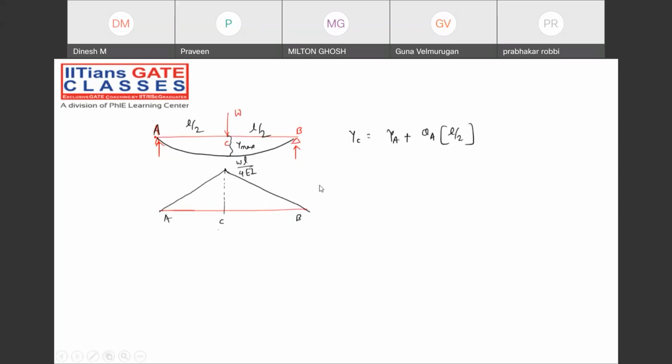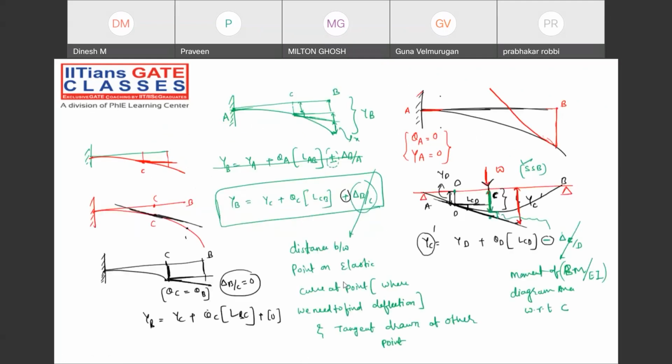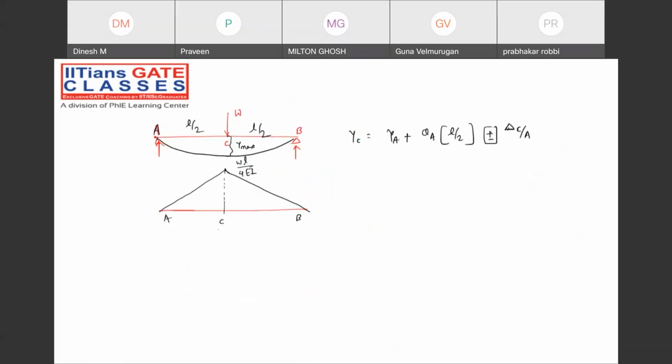What will be the final value, plus delta B plus delta C with respect to A, or minus delta C with respect to A? That is the question. What I said, what is the definition of delta C with respect to A, or delta any point with respect to any other point? Just check it out. The distance between the point on the elastic curve at the point where we need to find the deflection and the tangent drawn at the other point, this particular distance will be called, my dear friend, delta C with respect to A.